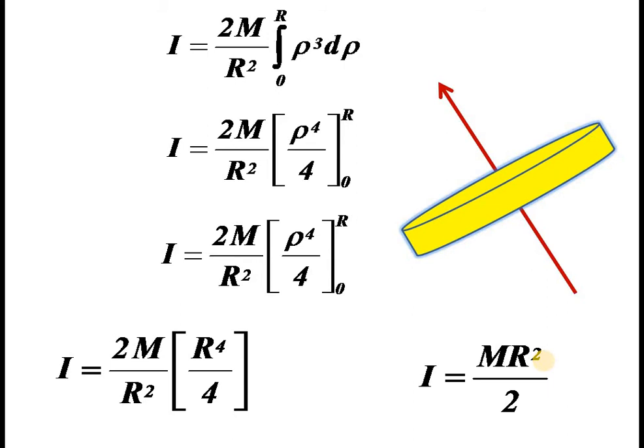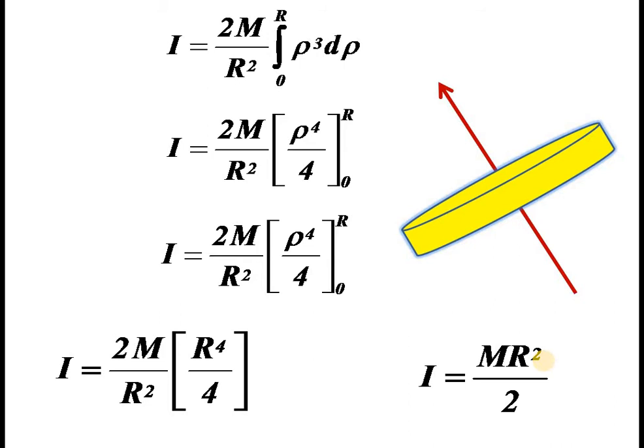Earlier we considered the moment of inertia of a hoop, which was simply M R square, whereas for a disk it is M R square by 2. Again, you can use the perpendicular axis theorem and find the moment of inertia of the disk with respect to any axis lying in the plane of the disk.